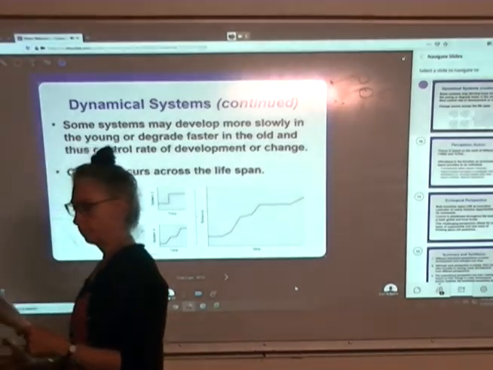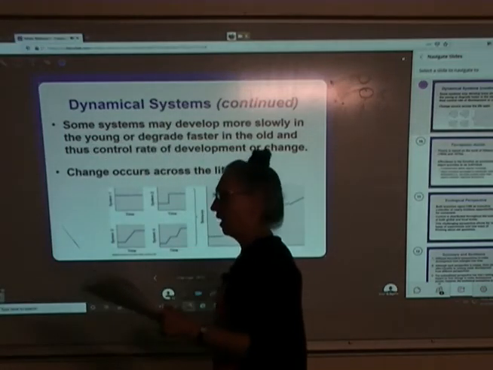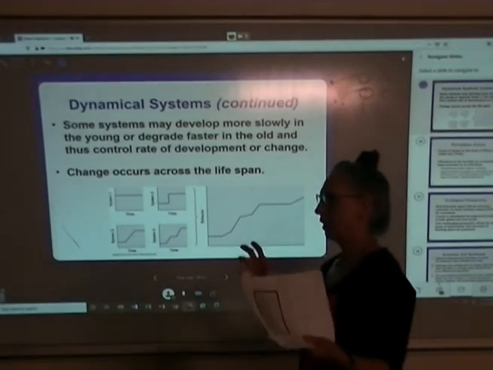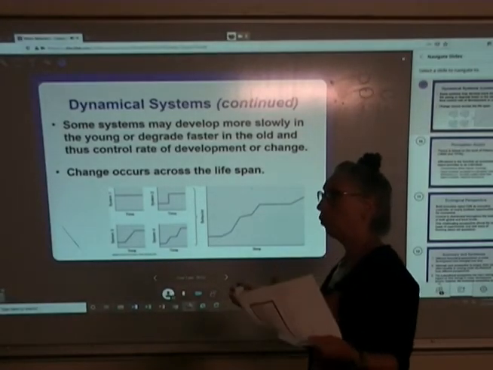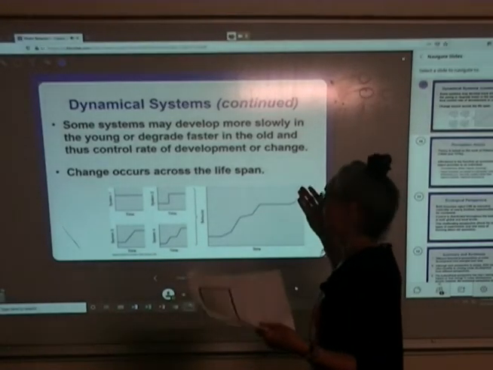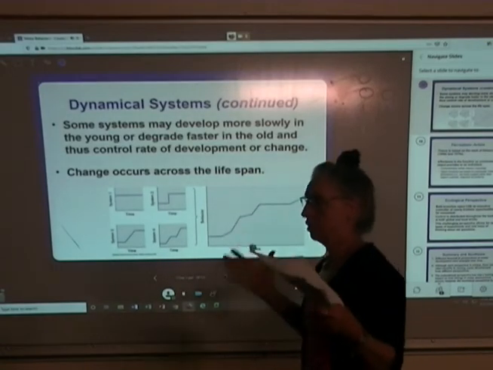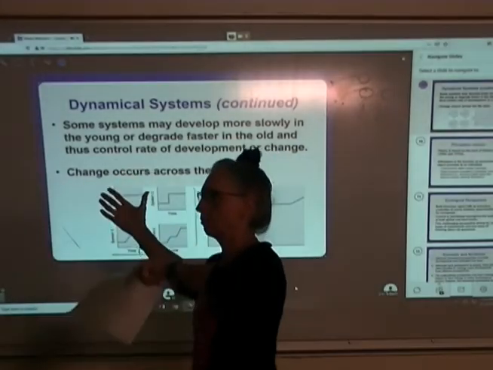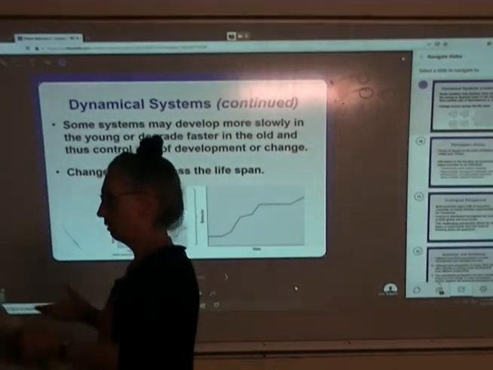Example. So the idea of a rate limiter is quite important when we're looking at these systems interacting to produce a movement pattern.